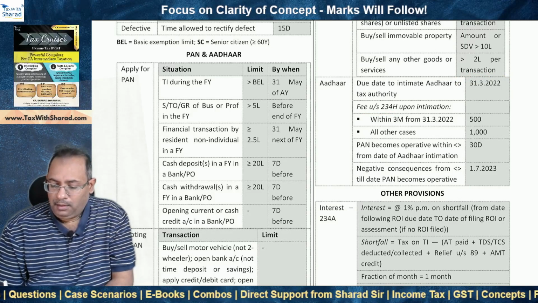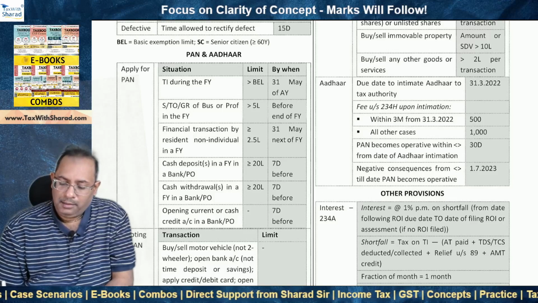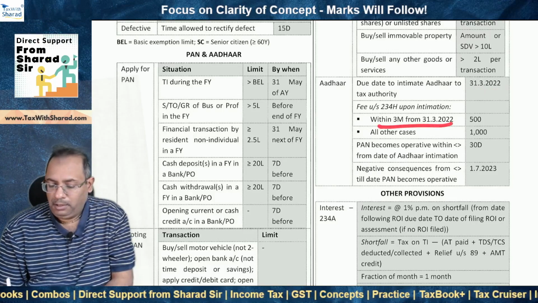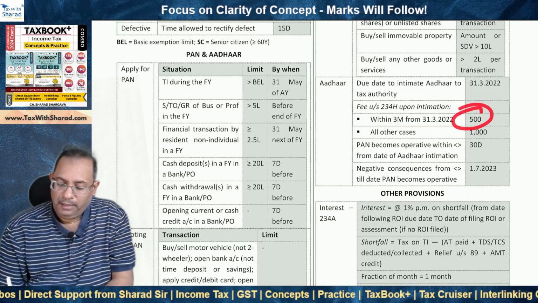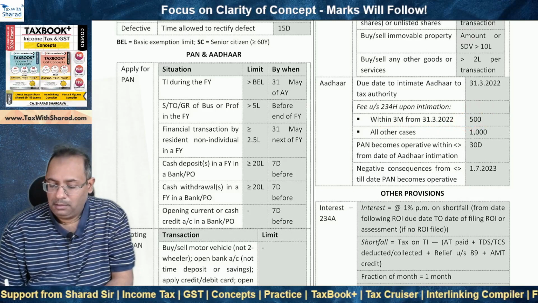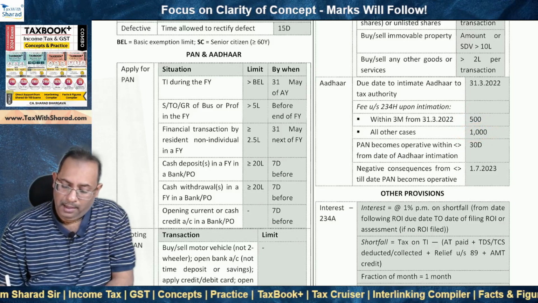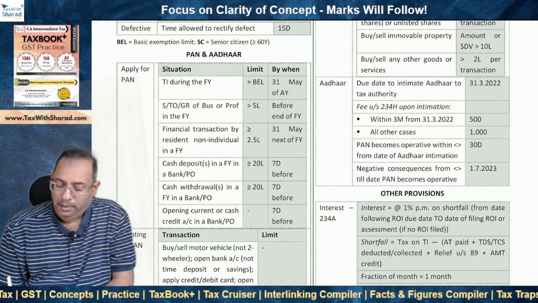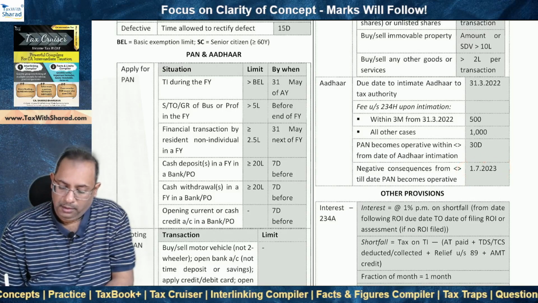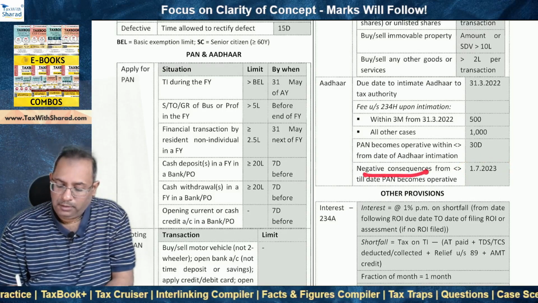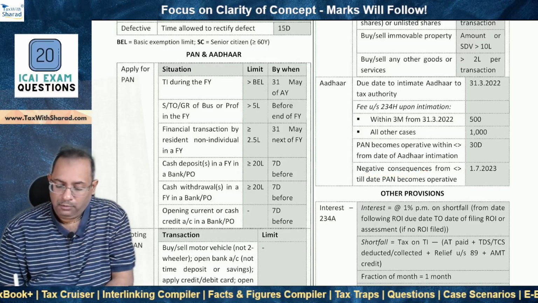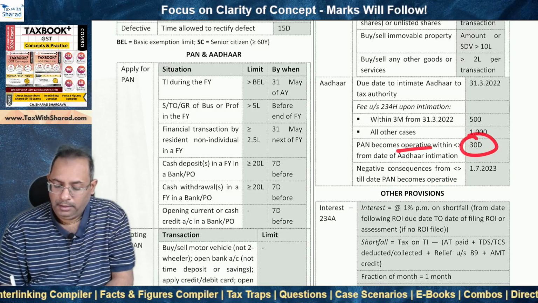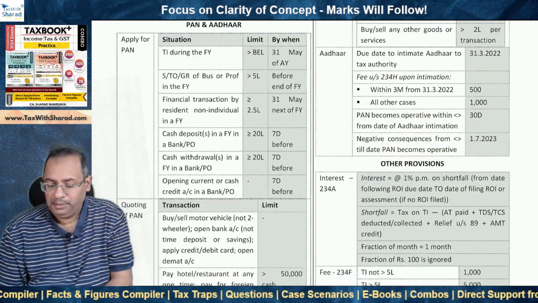That means if Aadhaar is intimated after this date, then if it is intimated within 3 months from 31st March 2022, fees will be 5,000 rupees. If beyond 3 months, fees will be 1,000 rupees. And the PAN will become inoperative from 1st July 2023, and specified negative consequences will follow till the date PAN becomes operative. PAN will become operative within 30 days from the date of Aadhaar intimation.